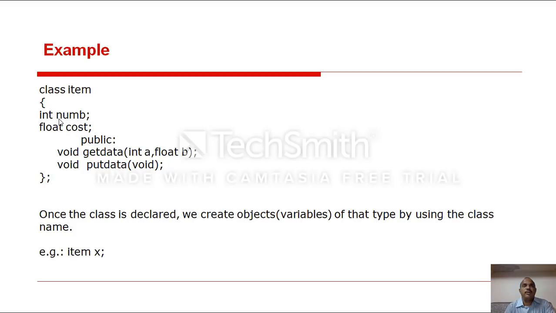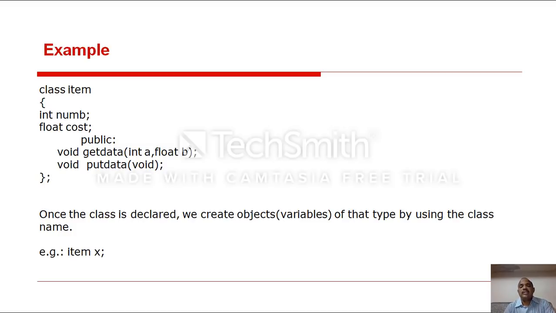Remember this, all of you. The default access specifier or visibility is private. So these are the private members, and these are the public members and methods. Clear? Public void getdata, void putdata: these two are the public members.